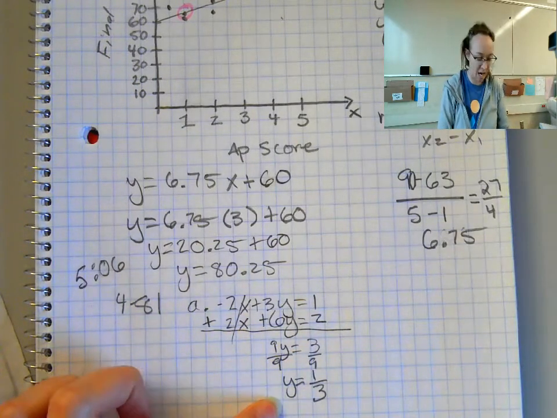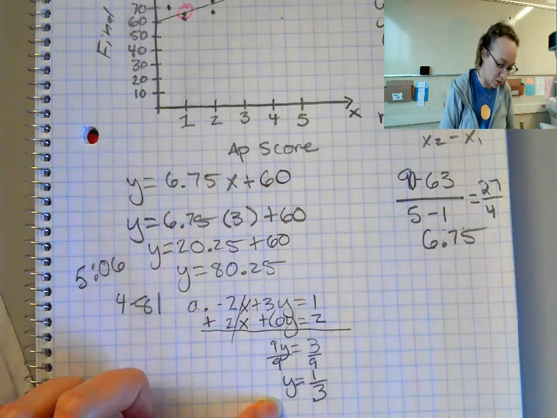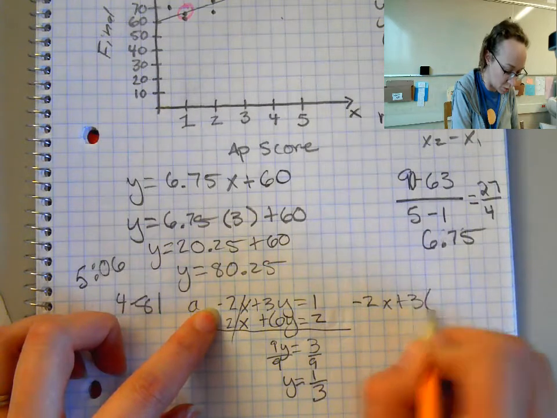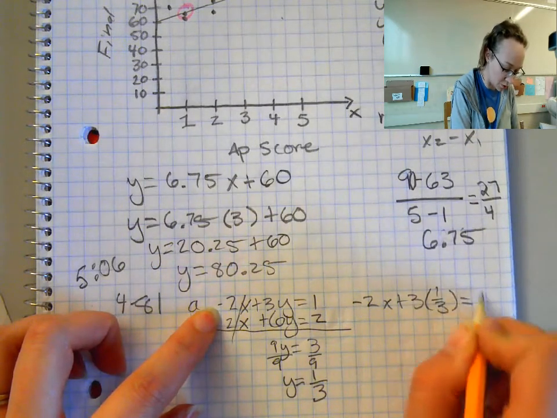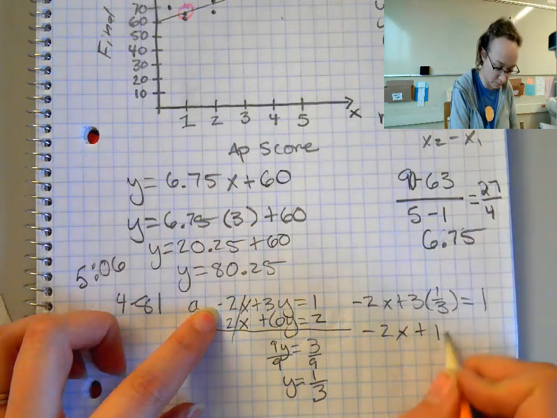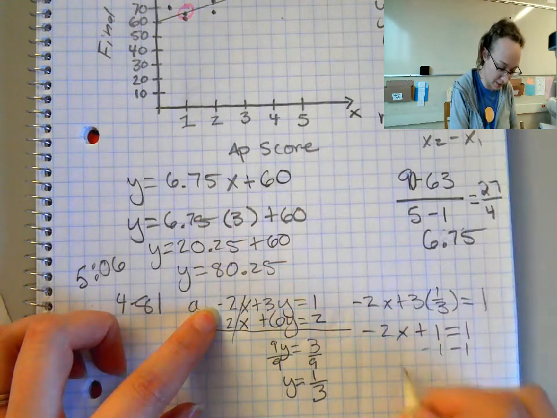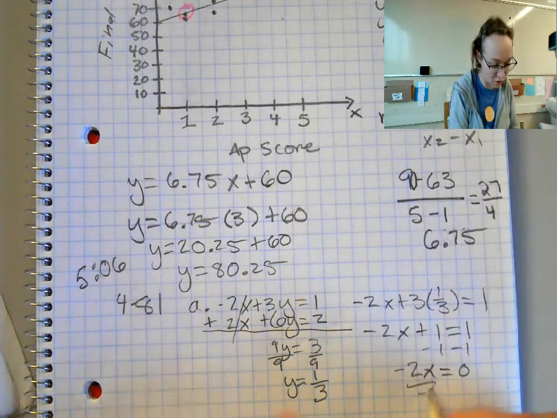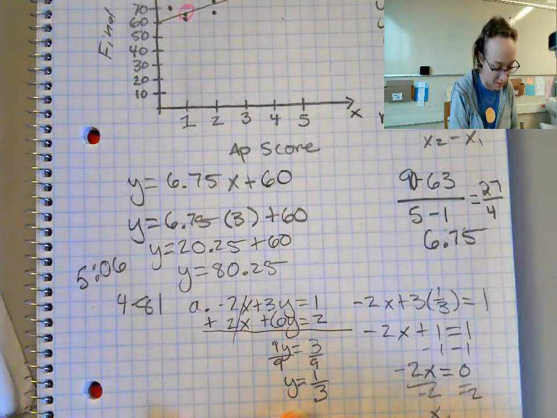I plug that back in to one of these equations. I'll pick the top one. Negative 2x plus 3 times 1/3 equals 1. 3 times 1/3 is just 1. Negative 2x equals 0. Divide by negative 2, and x equals 0.